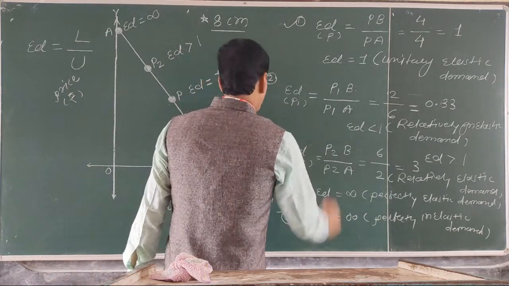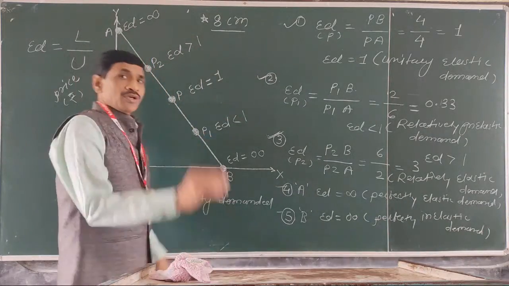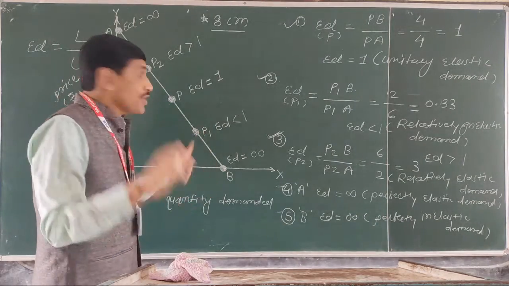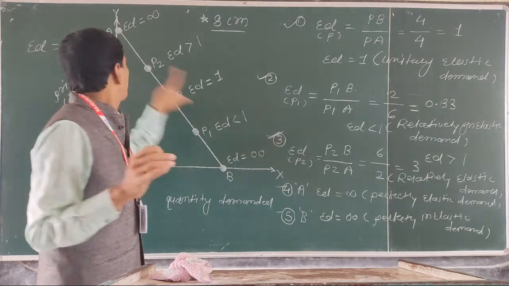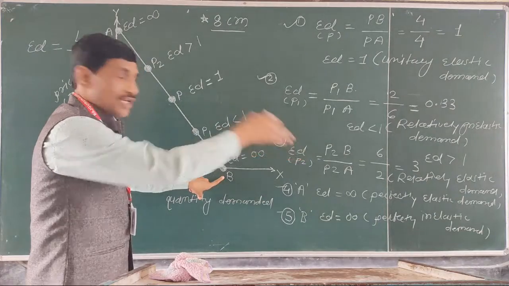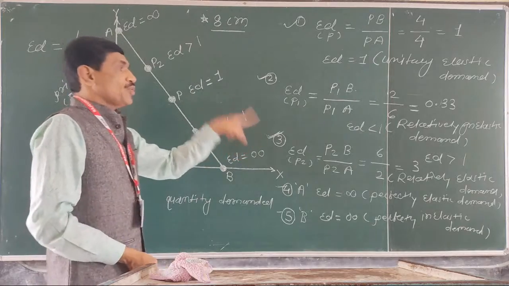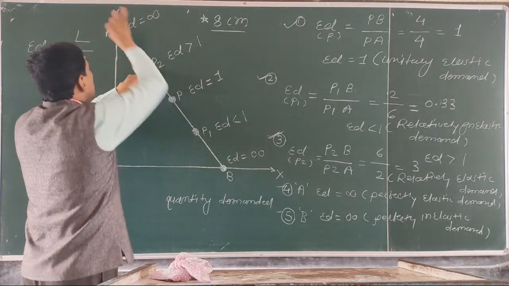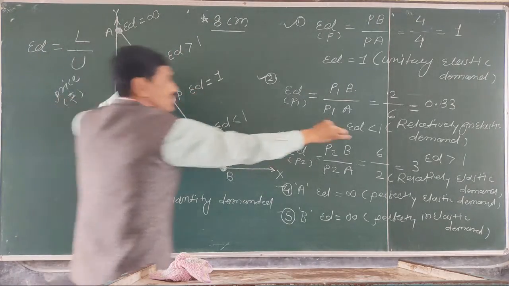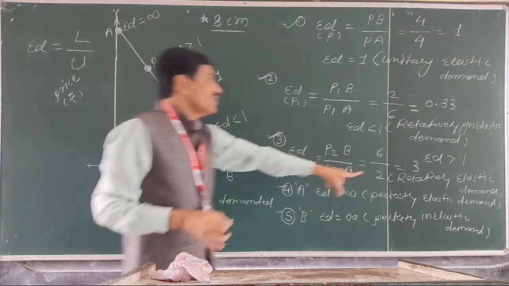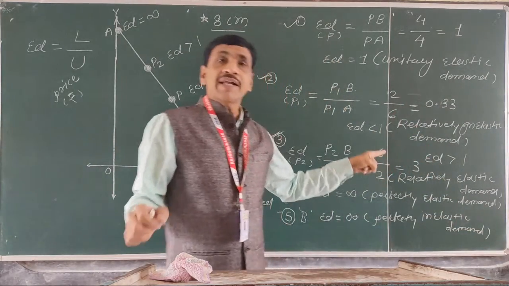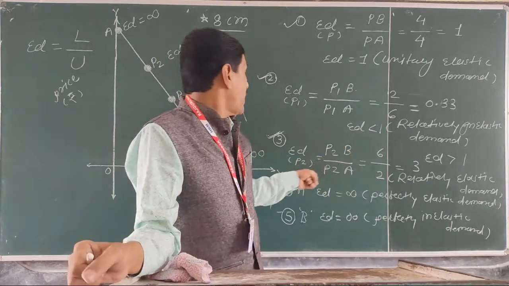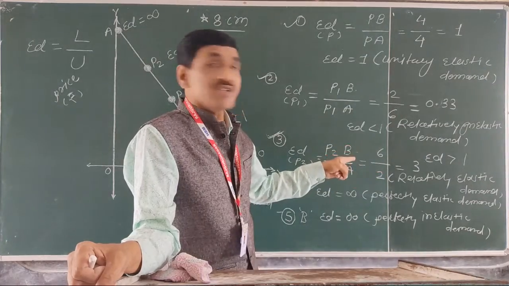And at the third point, which point? Point P2. For point P2 on the demand curve, you measure that point's elasticity of demand. The formula is L upon U. So point P2's ED is equal to P2B, the lower segment, divided by P2A. So P2B divided by P2A: 2 plus 2 plus 2 is equal to 6, upon P2A which is 2. 6 upon 2 is equal to 3. Look at that: at that point ED is more than 1, because 3 is greater than 1. That's why at point P2 there is relatively elastic demand, greater than 1.